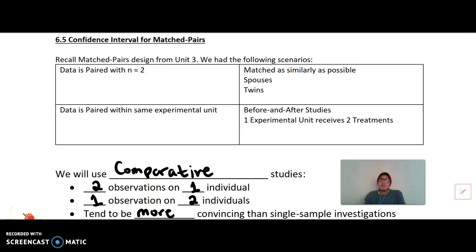Okay, so now a bit of a different direction from our one sample inference. We are still going to talk about one sample, but now this one sample is referring to the differences of our observations. Thinking back to Unit 3 when we were doing data collection, we learned about a specific type of experimental design called matched pairs design, in which one of the following situations is used.